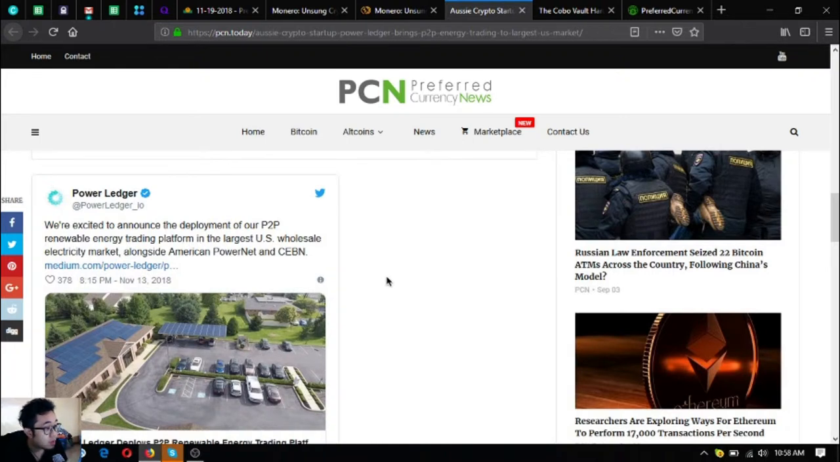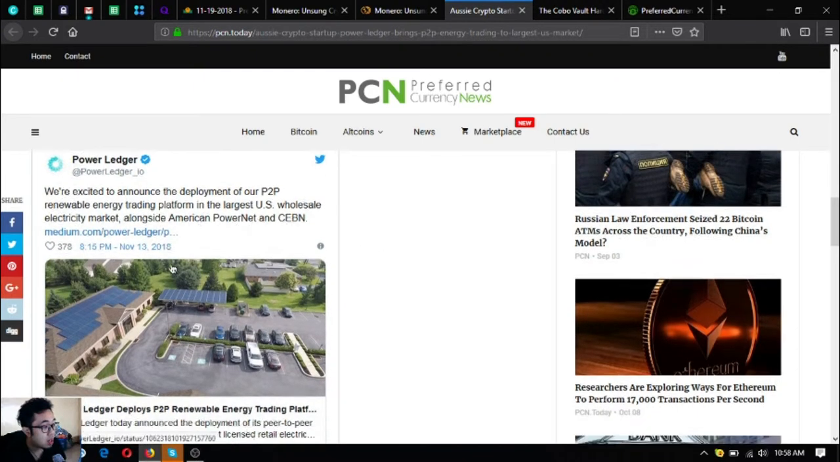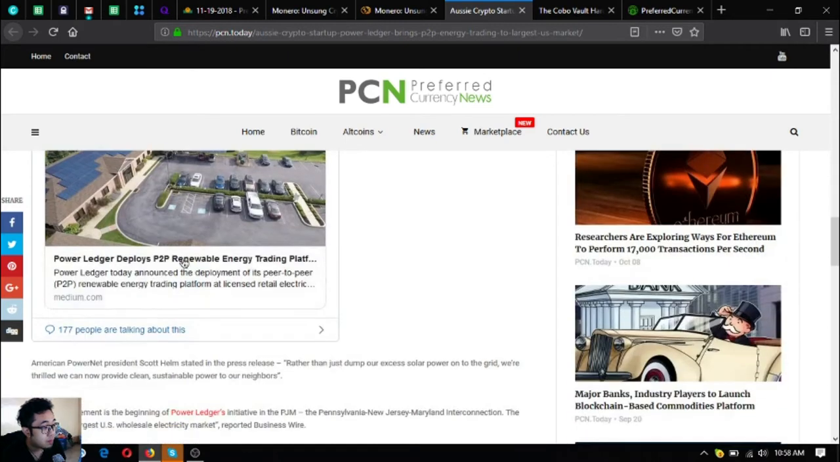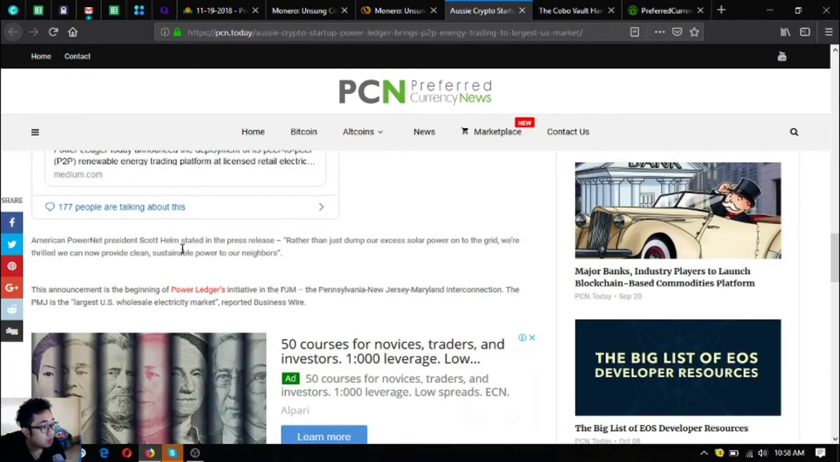So we're excited to announce the deployment of our P2P renewable energy trading platform in the largest US wholesale electricity market alongside American PowerNet and CEBN. So that was the tweet of Power Ledger. Okay, so American PowerNet President Scott Helm stated in the press release, rather than just dump our excess solar power on the grid, we're thrilled we can now provide clean, sustainable power to our neighbors.